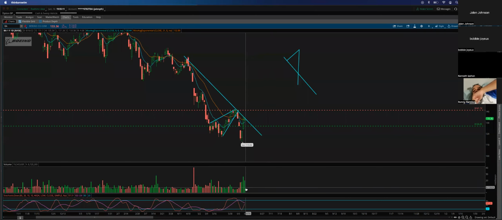And BA, the volume is pretty high too. And BA looks pretty strong. I'm not even gonna lie to you. BA is only down, not even down 1%. And we were pretty bearish today. So BA is kind of strong.